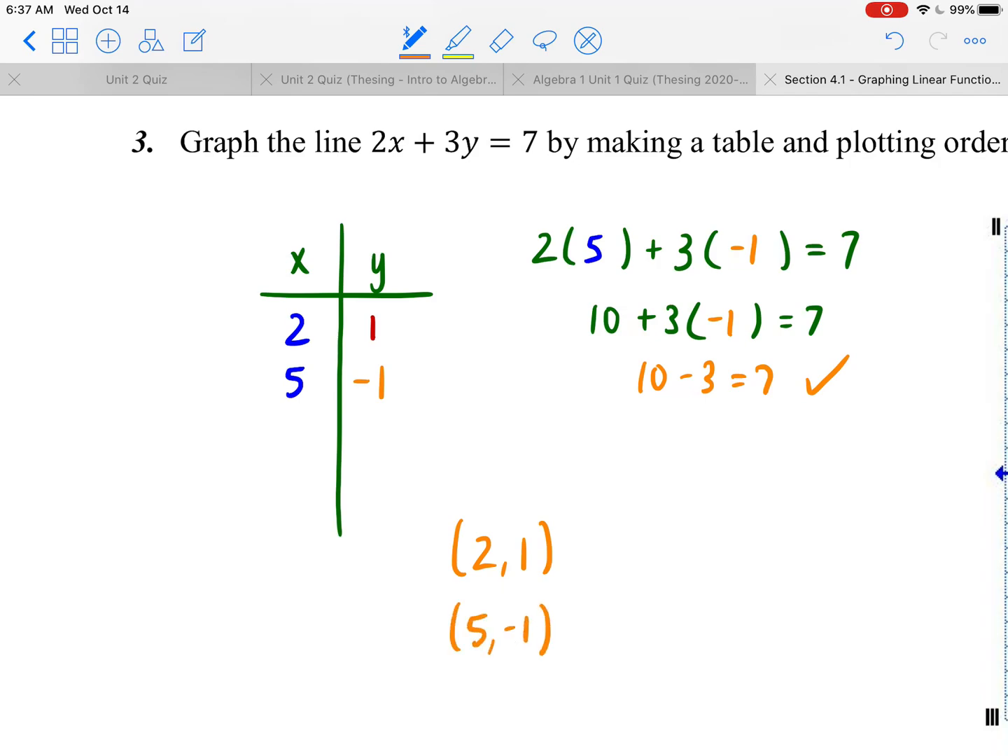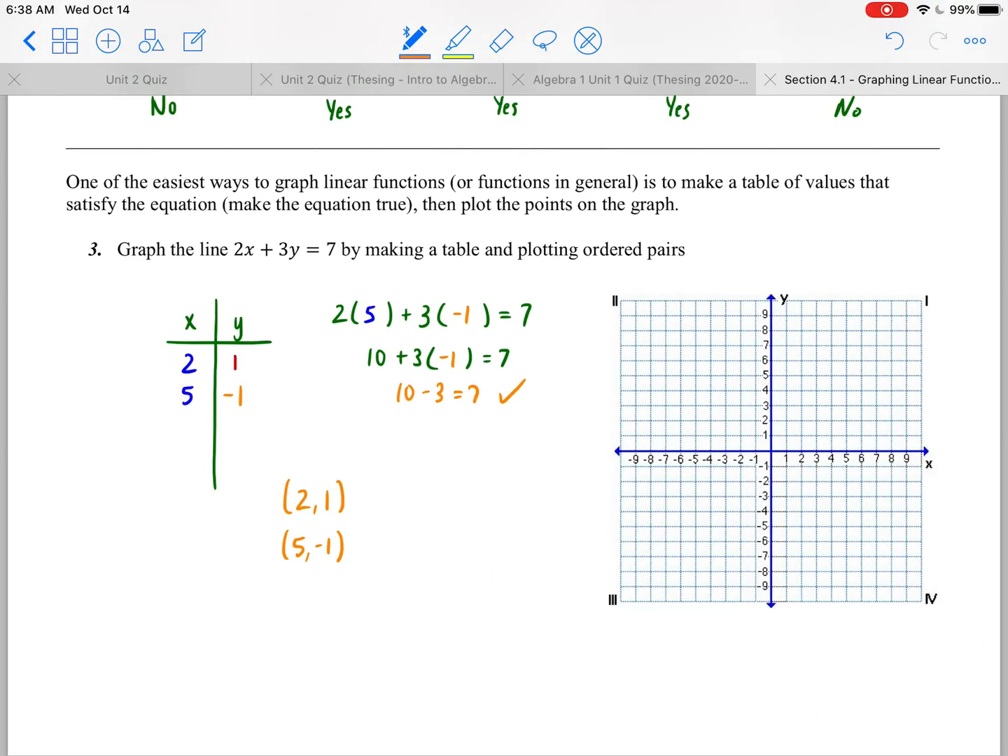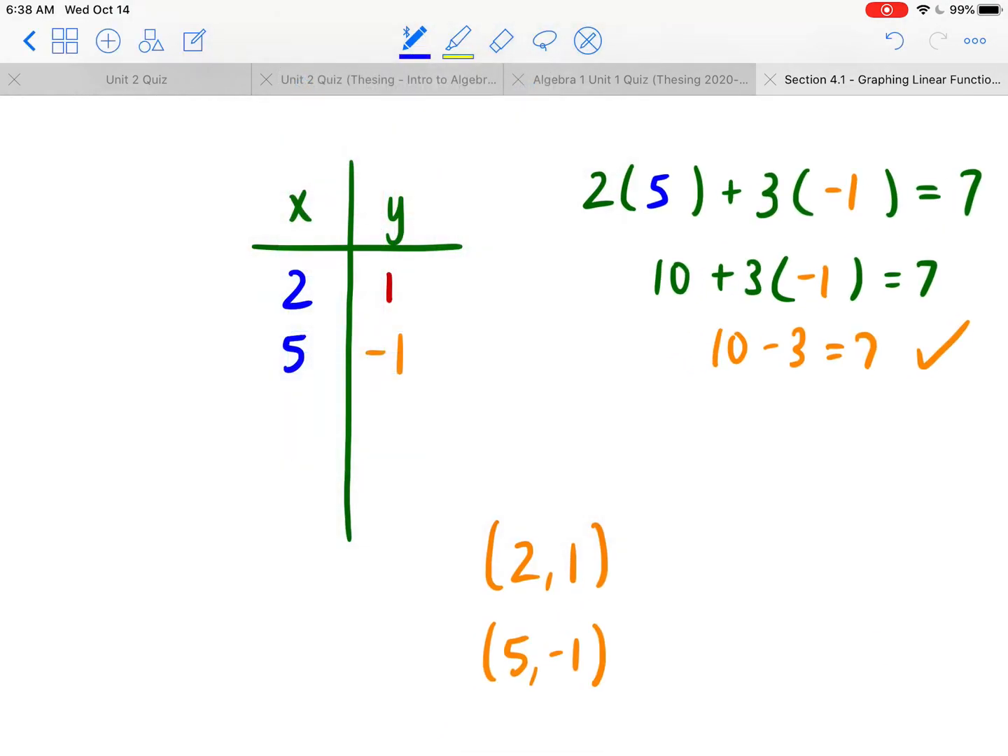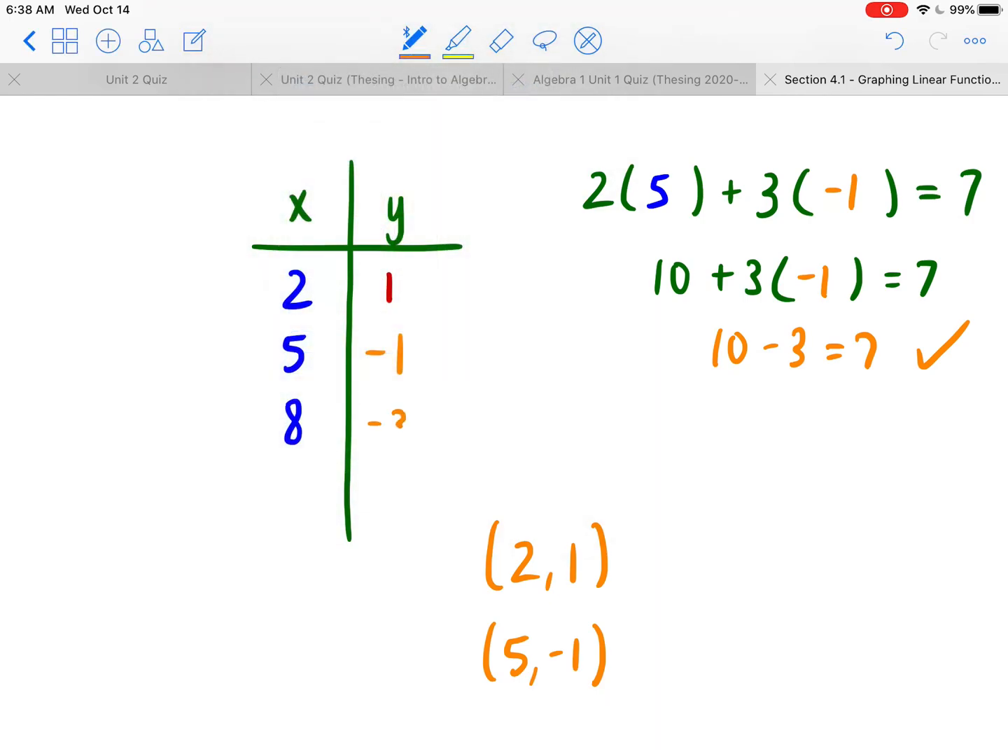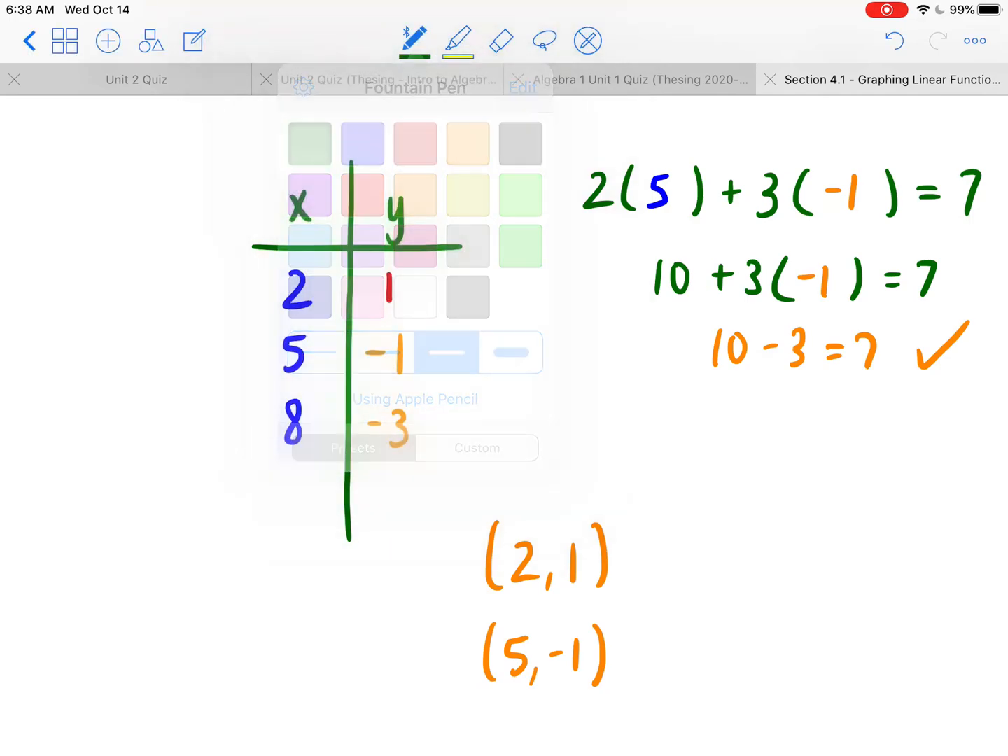And here's the beautiful thing about graphing with a table like this. You literally only need 2 points to be able to draw a line, right? Once you have 2 points, you have a line. So we could come over here. I mean, if you really want to, if you play around with it for a while, you would realize that if you make x 8, you can make y -3, and that works. But we only need 2 points. So let's go ahead and graph these.